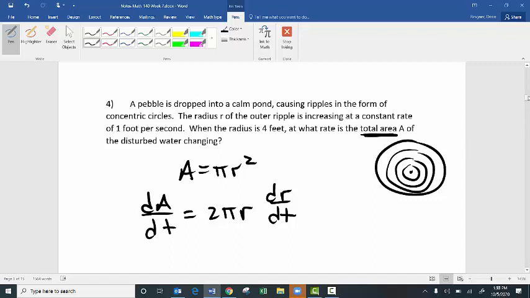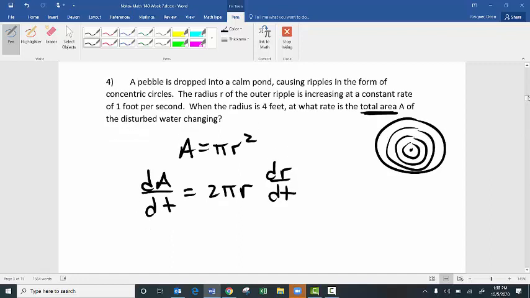So now let's see what they give us in the problem. It says a pebble is dropped into a pond, causing ripples to form concentric circles, which we have. The radius r is increasing at a rate of 1 foot per second. All right, so they give us how fast the radius is changing, 1 foot per second. That's 1 right there. That's dr dt. When the radius is 4 feet, all right, so they give us radius at 4 feet exactly, how is the area changing? We want to figure out how the area of our circle is changing. When the radius is exactly 4 feet, if the radius is changing at 1 foot per second.